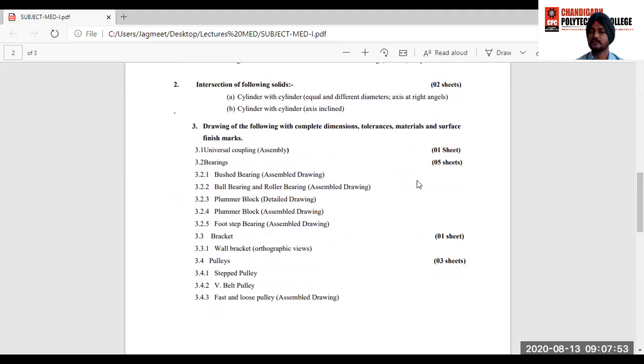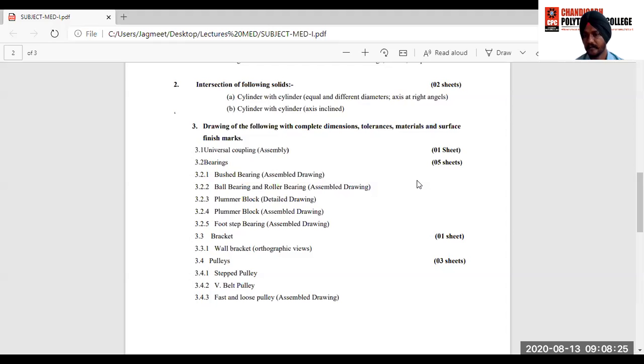Intersection of the solids. Different cylinder with cylinder, equal and different diameter, axis at right angle, cylinder with cylinder, axis inclined. We will draw the intersection of solids, like we will place the solids at right angle, then we place it at any other angle, then we will draw its orthographic projection, their front side and top view. Next, we will complete the drawing with dimensions, tolerance, materials, and surface finish marks.